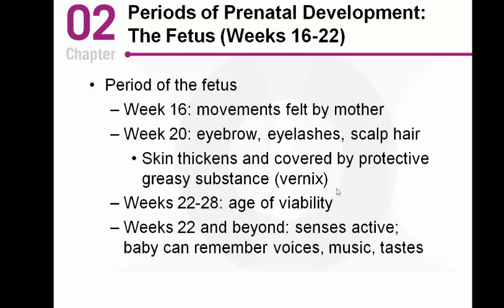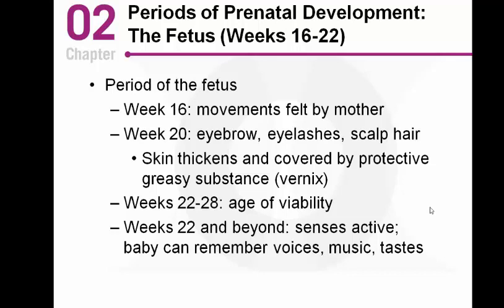It talks about the age of viability here as 22 to 28 weeks. The age of viability is where we would start to think there's a possibility of a baby surviving birth. Now, obviously, we would prefer for babies to go to term. That's the healthiest situation typically. However, sometimes there are health conditions or things that cause mom to go into labor early, or baby needs to be delivered early.